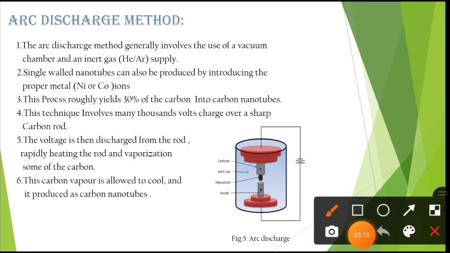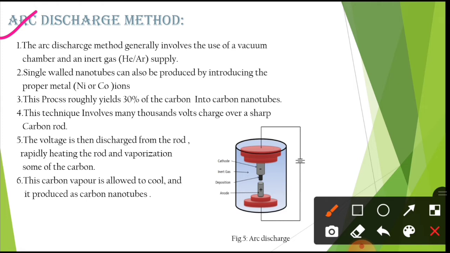Let's see arc discharge method. In arc discharge, we will apply electricity at high voltage and we suddenly discharge the electricity. That is a process involved in preparation of carbon nanotubes.